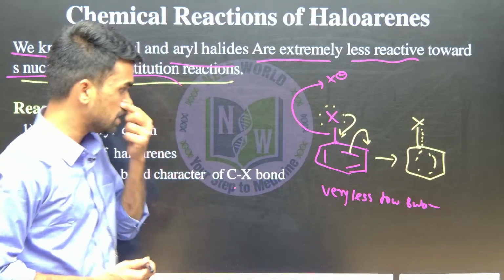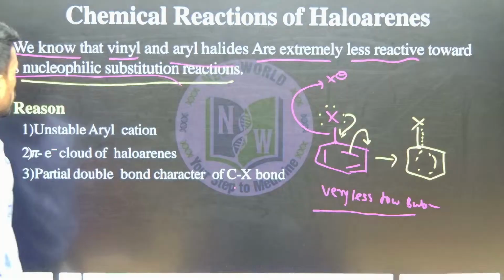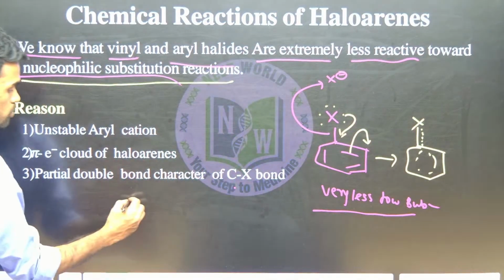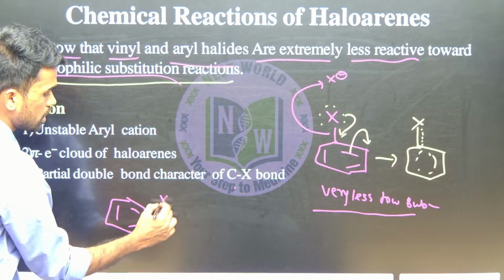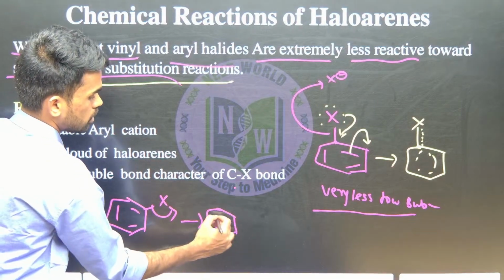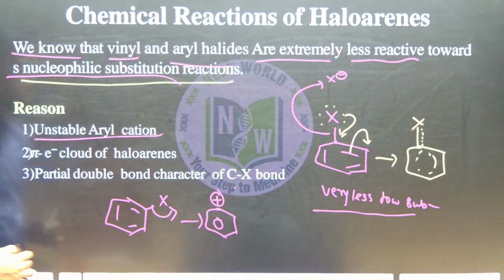Due to that reason, these are very less reactive towards substitution. Because if you remove this halide ion from them, again one more thing, in case you wanted to do substitution, like removing halide ion from here, what are you going to get? You are going to get a phenyl ring with a positive charge. So this unstable aryl carbocation is formed.